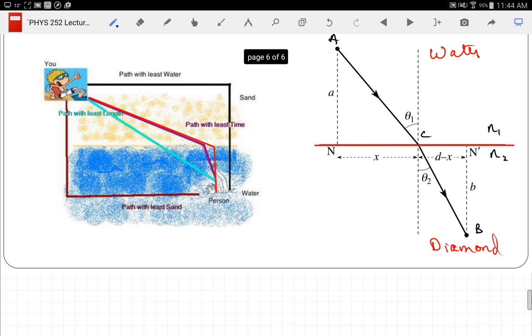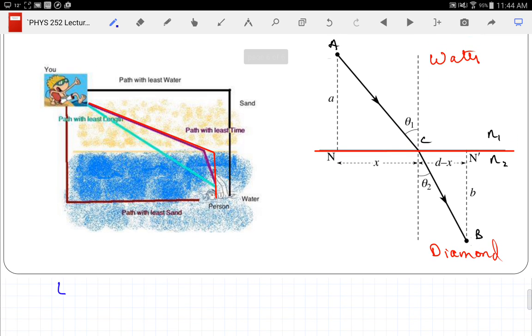I'll start by writing something that's clearly obvious. The time to go from A to B is equal to the time to go from A to C plus the time to go from C to B. That's clearly obvious, right? How do I find the time to go from A to C?